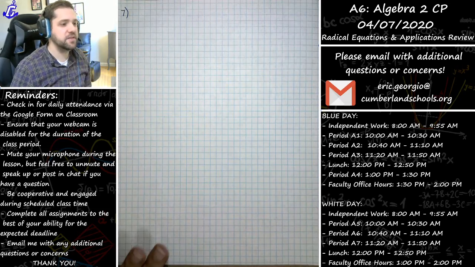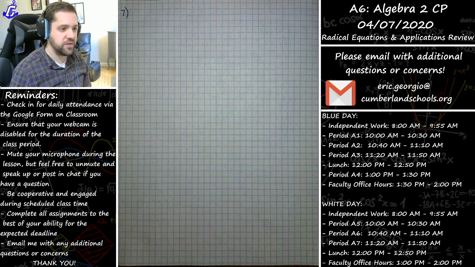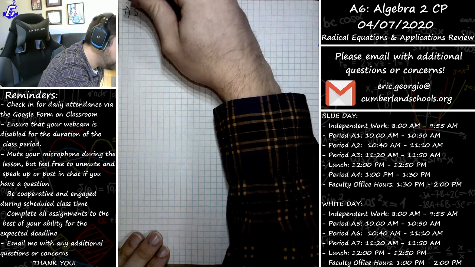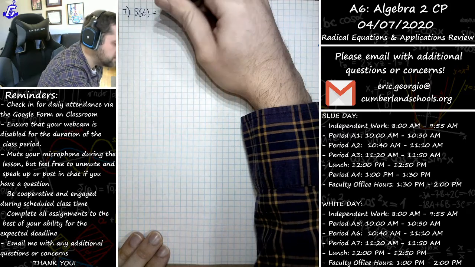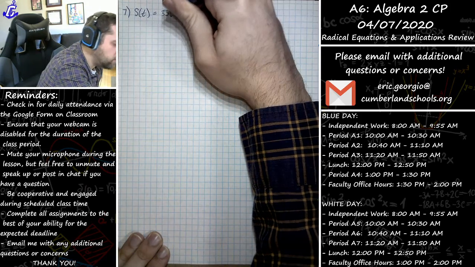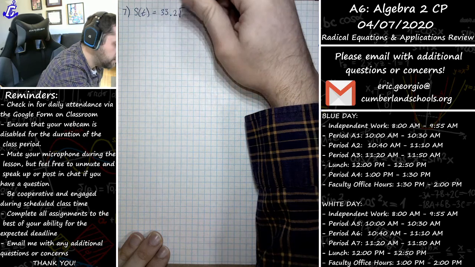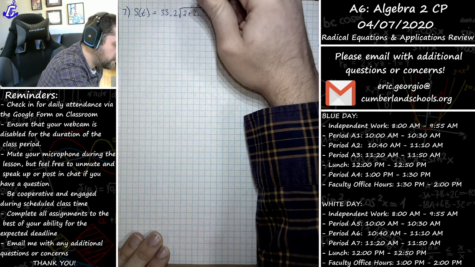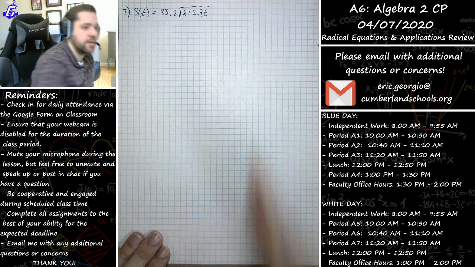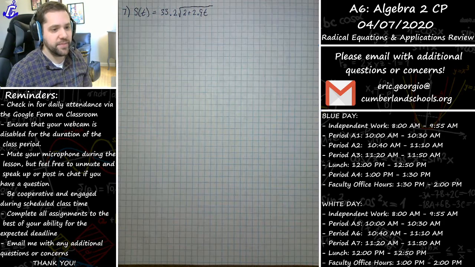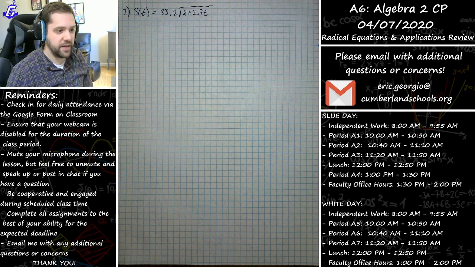Number 7 says, this is just a random formula. It says a survey shows that the supply of computers, which is increasing in recent years, for sure, can be calculated by the function. We have the supply over time, S of t, is equal to 33.2 times the square root of 2 plus 2.9t. Okay? Where S represents the supply in millions of computers and t represents the time in years. How many years will it take for the supply of computers to reach 132.2 million, and then round your answer to the nearest tenth?